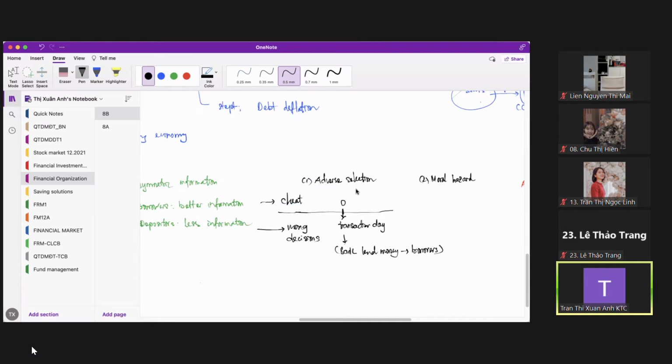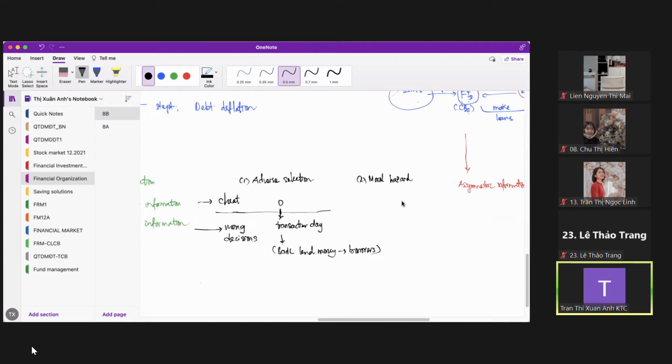Adverse selection means that, in theory, we can say people pay a higher price for a low quality product. So here, maybe you lend for a bad project, or you lend at a very low interest rate for a very high-risk project. That is how we understand adverse selection in terms of the banking relationship between borrowers and lenders.